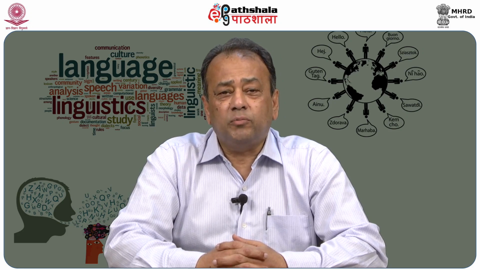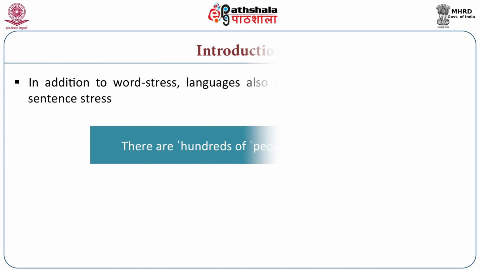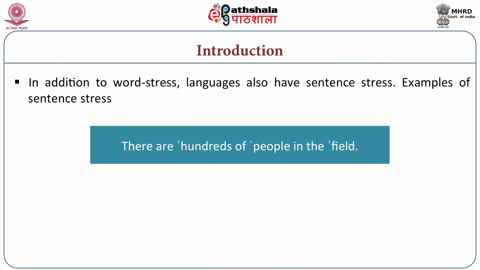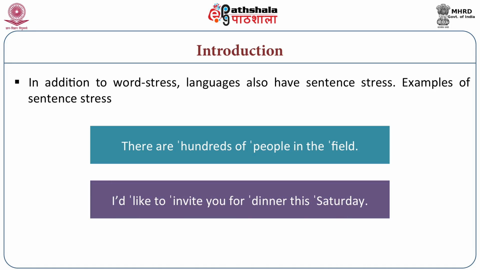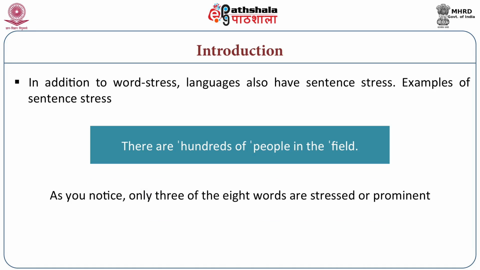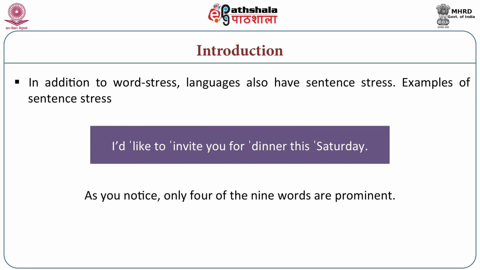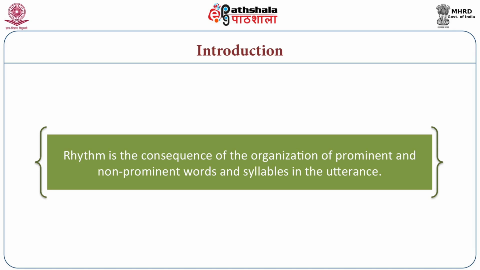Now, examples of sentence stress are on the screen. There are hundreds of people in the field. I would like to invite you for dinner this Saturday. Notice that there are 8 words in the first sentence, but only 3 are stressed. And there are 9 words in the second sentence, and only 4 are stressed. Rhythm is the consequence of the organization of prominent and non-prominent syllables.